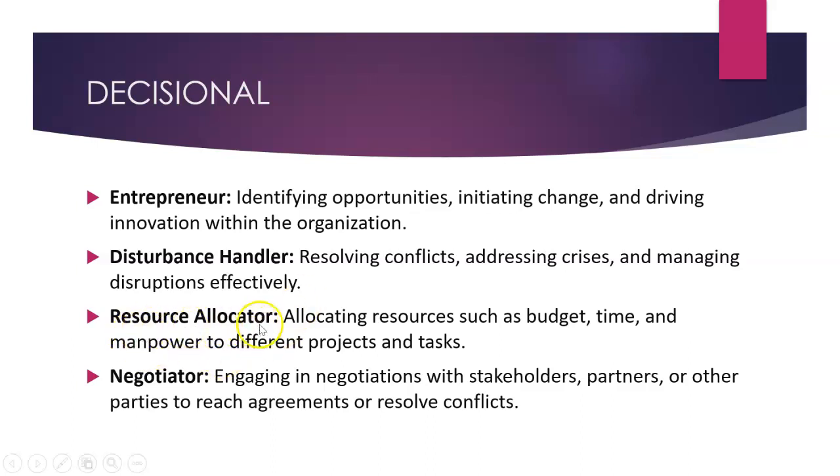The third one is resource allocator. Under this role, allocating resources such as budget, time and manpower to different projects and tasks. So it distributes resources of all types to different people, like manpower or budget or anything, so that the allocation is done in a proper way. Okay, the last one is negotiator, engaging in negotiations with stakeholders, partners or other parties to reach agreements or resolve conflicts. So the negotiator represents the organization in negotiations affecting the manager's area of responsibility.